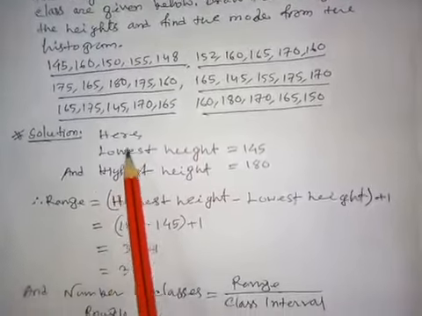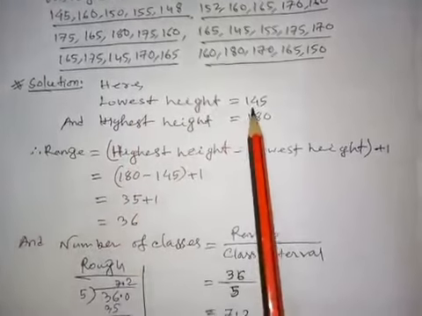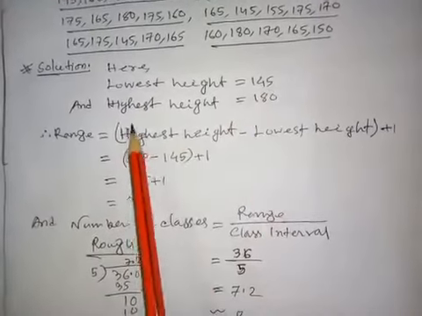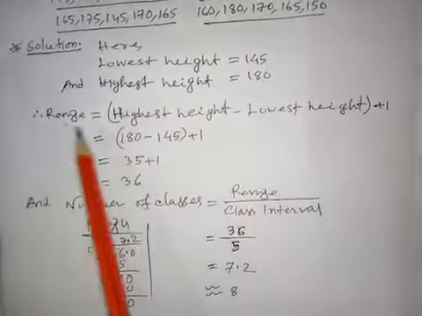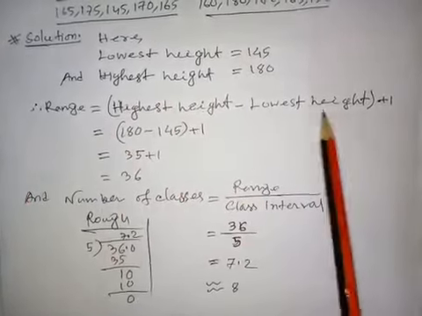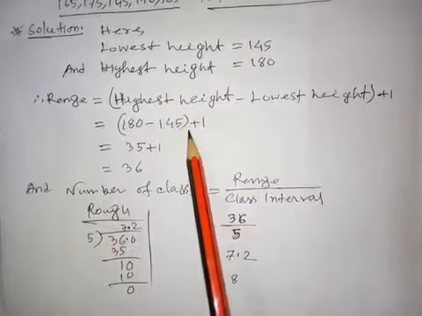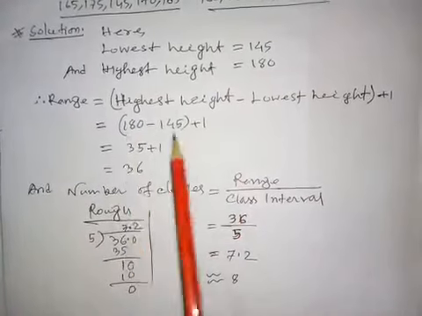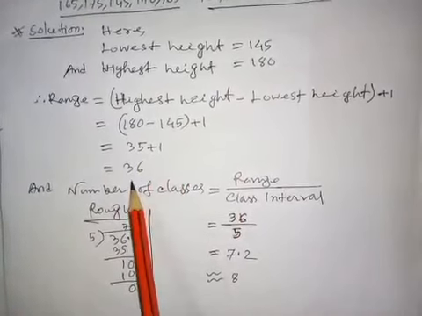Look here. Here we have to find the lowest height. Lowest height is 145. Highest height is 180. So range will be highest height minus lowest height plus 1. That is 180 minus 145 plus 1. So the difference is 35, then add 1, it will be 36.